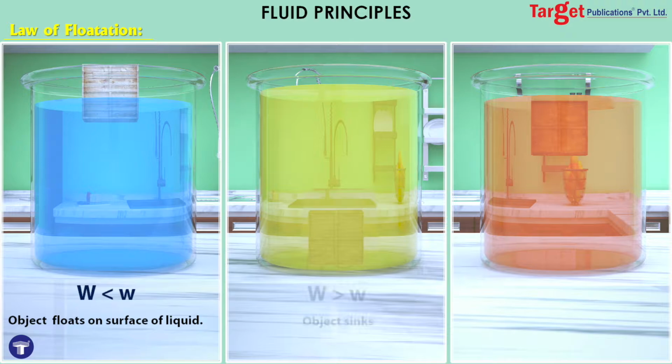However, as is seen in the second case, the object sinks, which means that the weight of the object is greater than the weight of the displaced liquid. And finally, in the third case, the weight of the liquid displaced is exactly equal to the weight of the object, and therefore the object floats but within the liquid. This is known as the law of flotation, and it helps us decide whether an object floats or sinks inside a fluid.